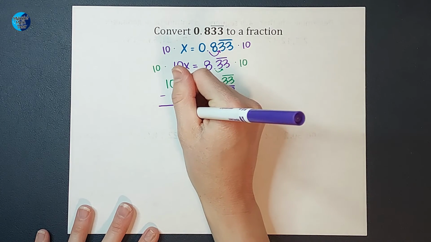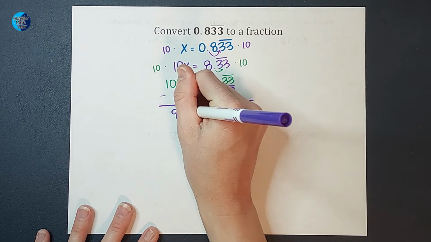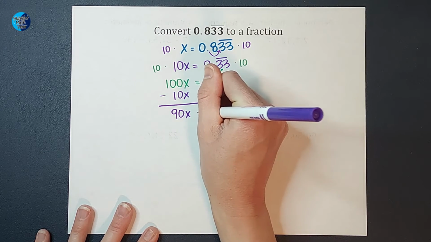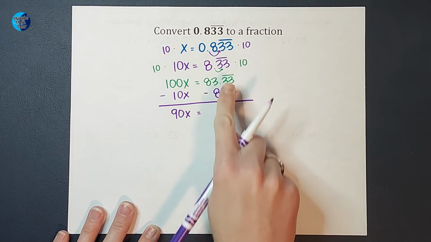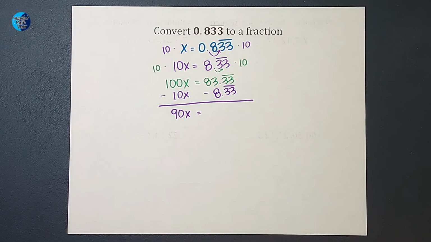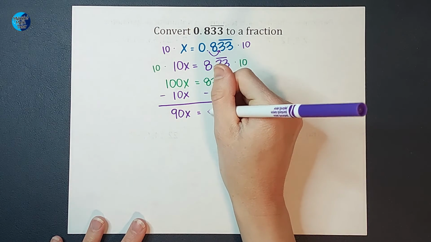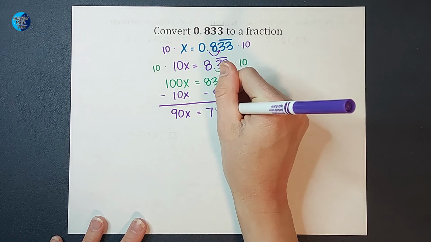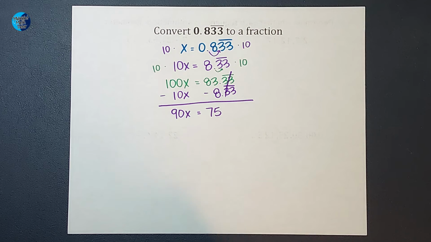Now, when I subtract that, I end up with 90x equals, what happens when I do 83.33 repeating minus 8.33 repeating? Well, guess what? The repeating threes cancel, which is totally what we wanted, so that's good news. And I end up with just 75 over here. That is looking a lot nicer to work with.